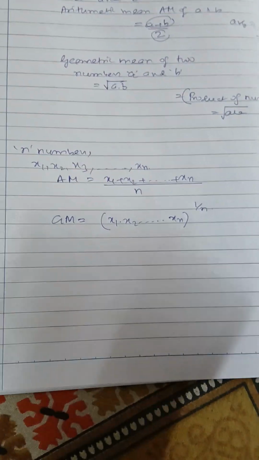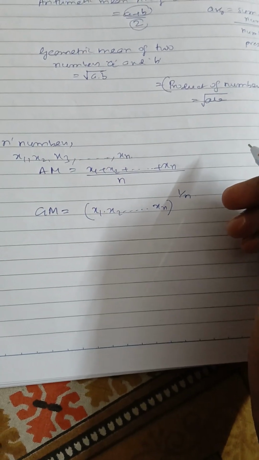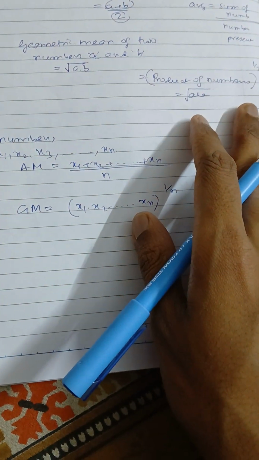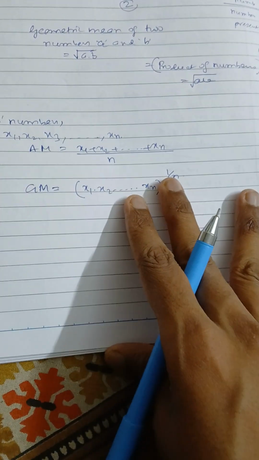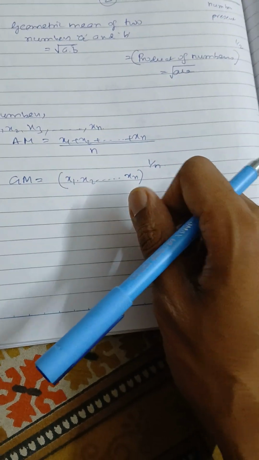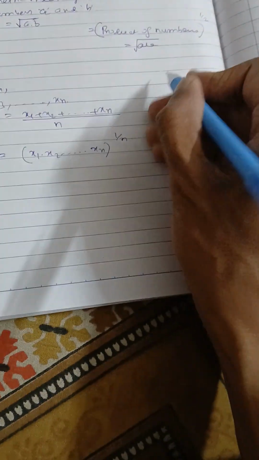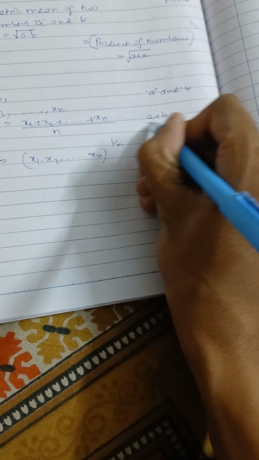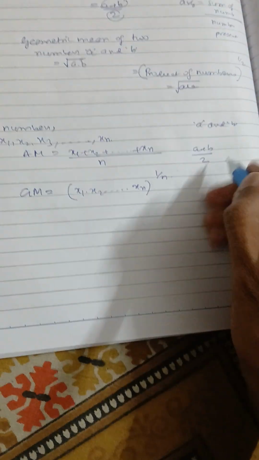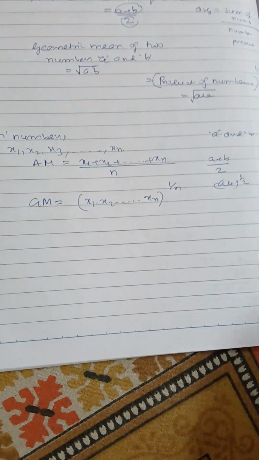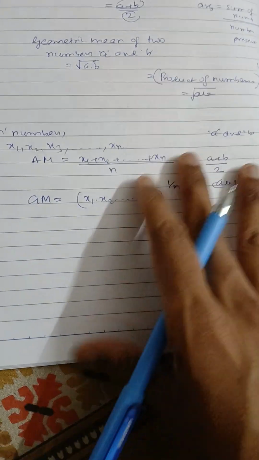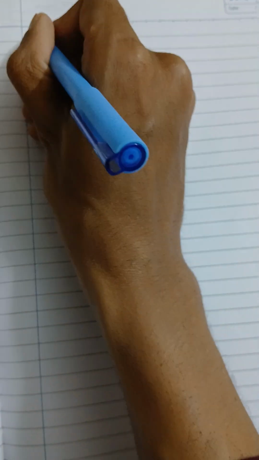So usually in CAT it is either two numbers or three numbers, at max up to three numbers, that we deal with. So suppose two numbers are there, A and B. Arithmetic mean is A plus B upon 2. Geometric mean is the product to the power half, square root of AB. Okay, so let me now show you the proof of arithmetic mean greater equals to geometric mean.